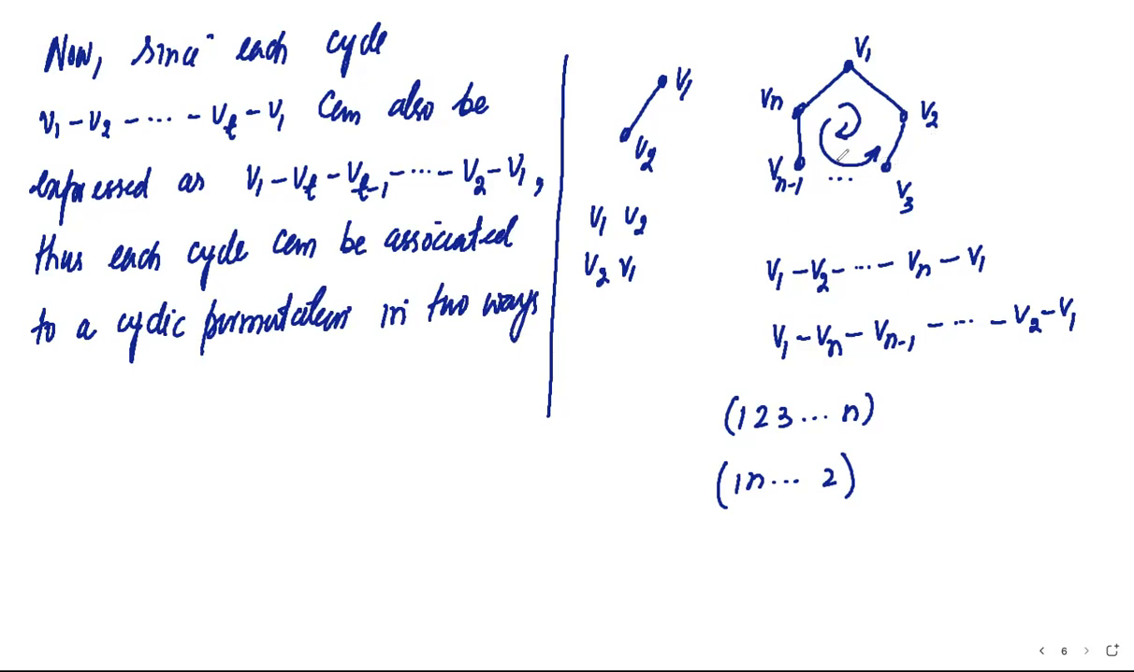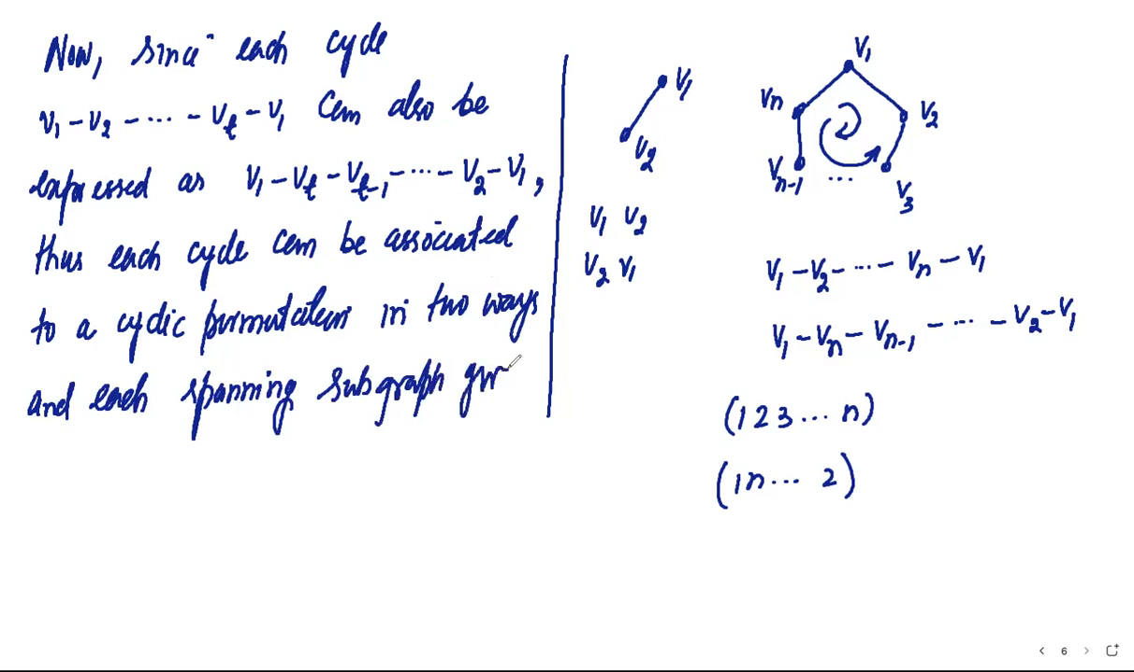So every cycle has two different corresponding cycles in Sn, and thus each spanning subgraph gives rise to 2 to the power C of H, where C of H denotes the number of cycle components in the elementary spanning subgraph. Each such cycle can be expressed in two different ways as a permutation in Sn. Therefore, each such elementary spanning subgraph will give rise to 2 to the power C of H terms in the summation.